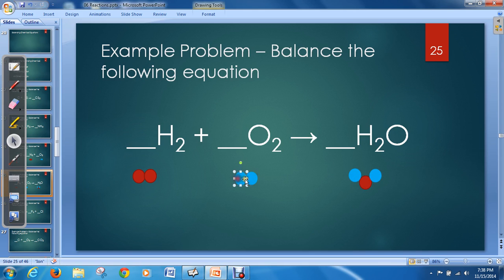Oops, I realized I flipped these. Sorry, the blue is supposed to be hydrogen and the red's supposed to be oxygen.